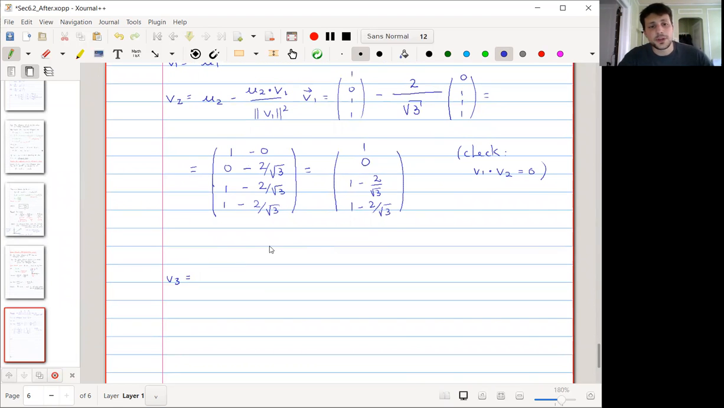Okay. V3 is the next thing that we need to compute. I'll write down first its expression. This is going to be the vector U3, but modified by the projection of U3 onto V1 and the projection of U3 onto V2.